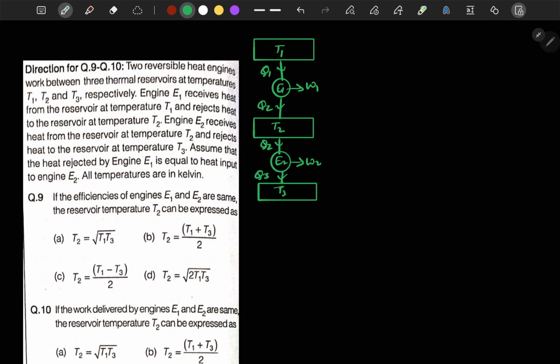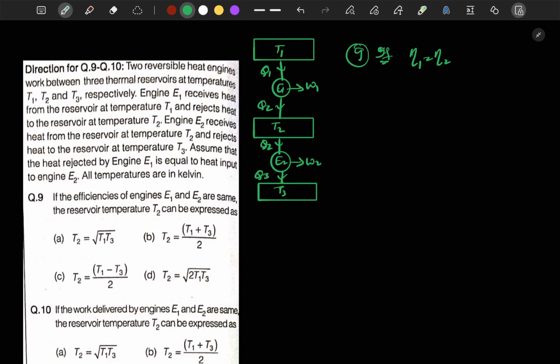Now we are asked, if the efficiencies of engines E1 and E2 are the same. So in the ninth question, if eta 1 is equal to eta 2, then the reservoir temperature T2 can be expressed as. So we have to find the value of T2. What should be the value of T2?